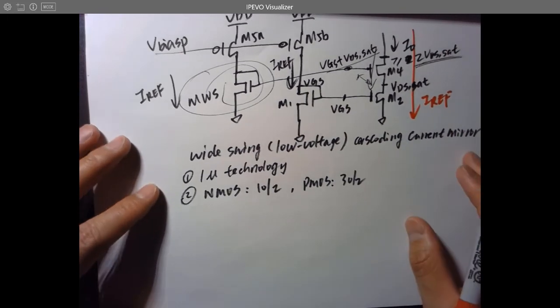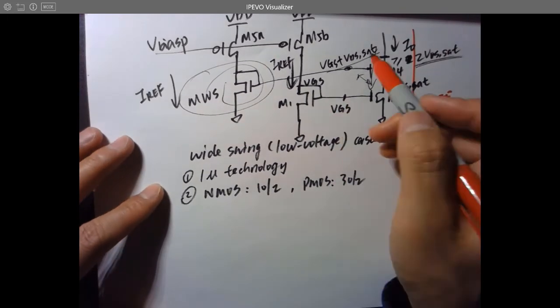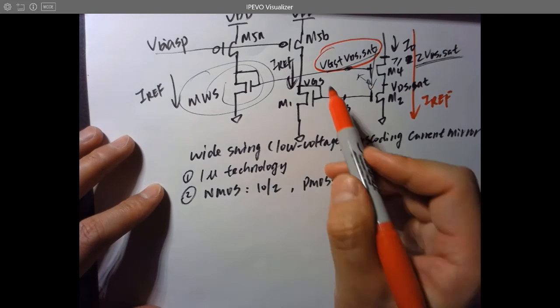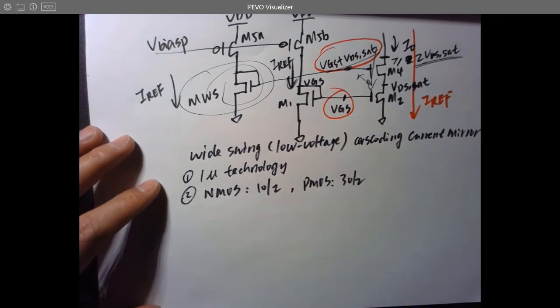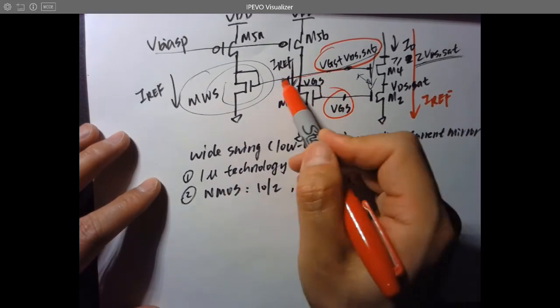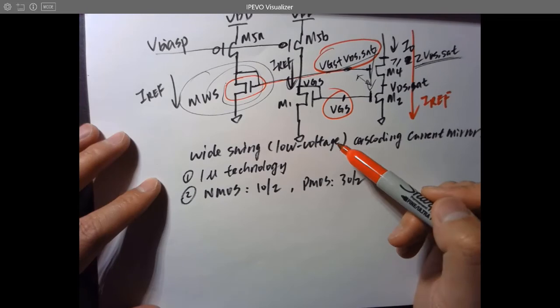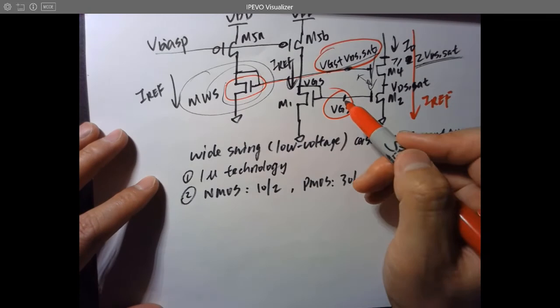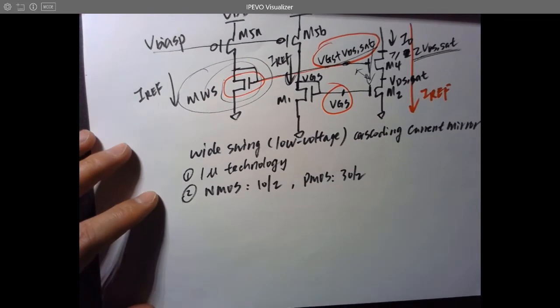Okay, however, the VGS is different from the VGS over here. So this is just one VGS. But this VGS for this wide swing transistor is not the same VGS. So we have to change something. Right? So now let's list the equation.